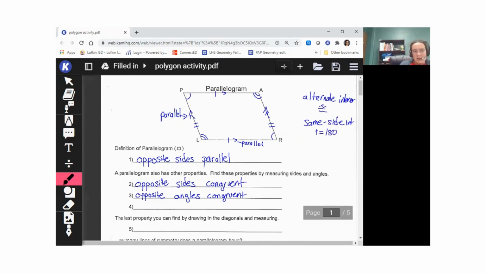And that last one, the same side interior angles being supplementary, is part of our properties. Angle P and angle L would add to equal 180 degrees. Angle L and angle R would add to equal 180 degrees. Angle R and angle A would add to 180 degrees. Angle A and angle P would add to equal 180 degrees. So our same side interior angles are supplementary.